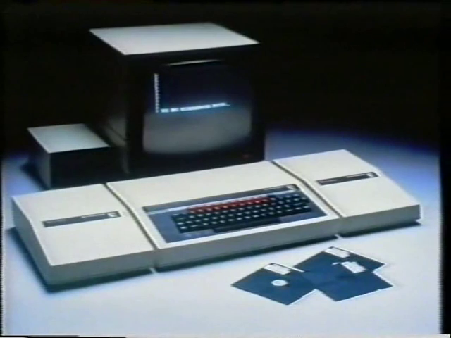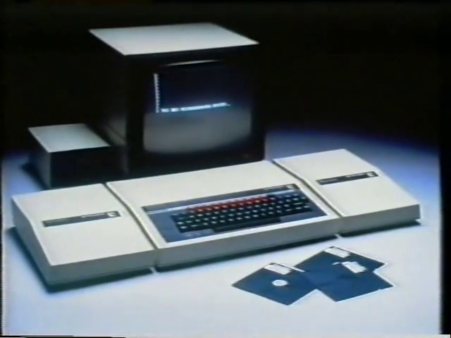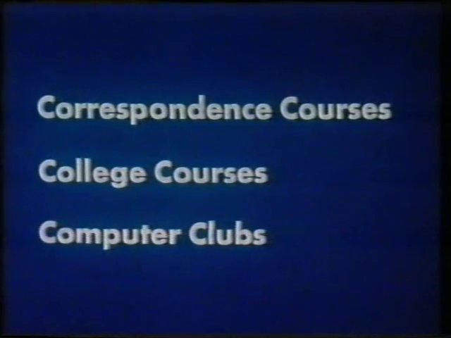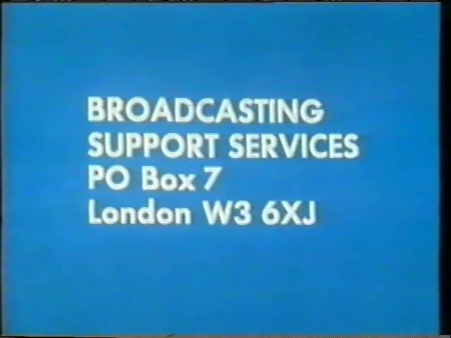The series may have come to an end, but for details of information about the project, including notes for teachers, the BBC microcomputer system, the BBC Telesoftware service, associated correspondence courses, and information about other courses, computer clubs, and other sources of local advice, please send a 12 inches by 9 inches addressed envelope with 16 and a half pence postage to Broadcasting Support Services, Post Office Box 7, London W3 6XJ. And please indicate clearly what information is required.